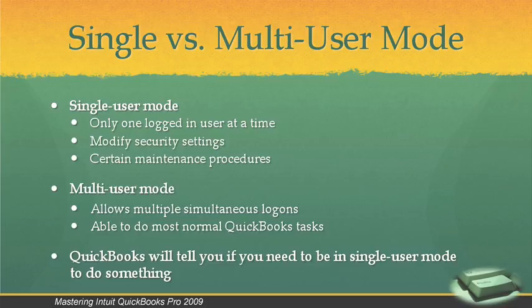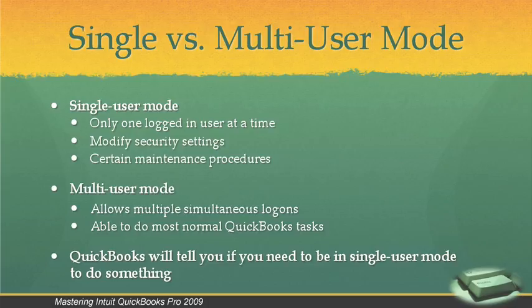What QuickBooks does is it uses something called record-level locking, meaning two people could be creating invoices at the same time, but they couldn't be working with the same invoice at the same time. So, multiple people working in the file, but not allowed to do exactly the same thing. Obviously, that would cause issues with who has priority to overwrite another person's work. So multi-user mode allows multiple simultaneous logons.